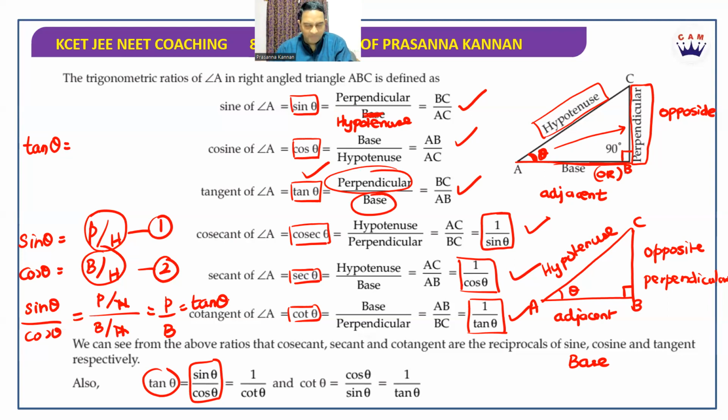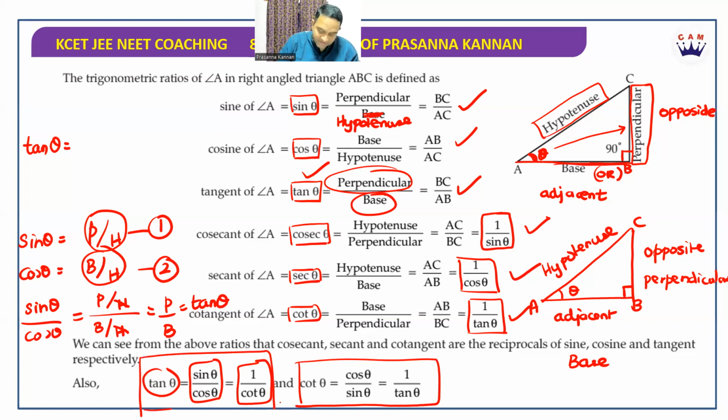Very good. Understood now? Similarly, cot theta will be the reciprocal of tan theta, which means it is cos theta by sin theta. Is it clear to you? And tan theta is the reciprocal of cot theta. And similarly, cot theta is the reciprocal of tan theta. That's all, right?